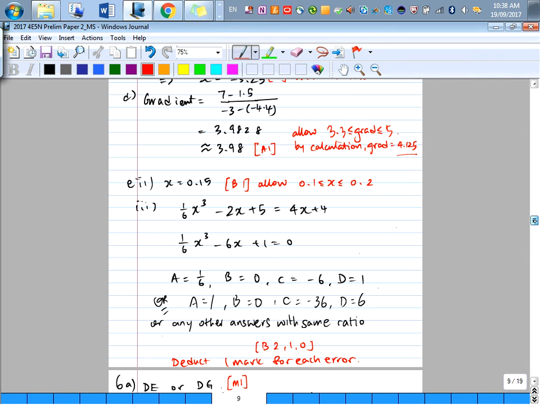Then part E, part 2. This value of x is a solution to ax cubed plus bx squared plus cx plus d equals 0. Then find the values of a, b, c, and d. There are many possible answers that are accepted. So how do we find these values?